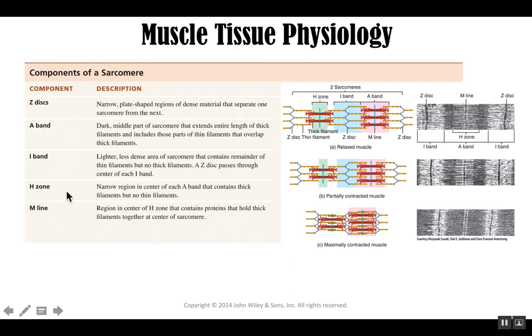The H zone is found in the center of every A band. So if the A band extends from here to here, and it is the darker band, within that A band, there's what is often referred to as the H zone. And the H zone also disappears as the muscle contracts, but that H zone is where you only have thick filaments. And then finally, the M line we mentioned previously, that's a structural protein called myomesin. That's found in the central region of the A band, and that again helps stabilize the thick filaments.